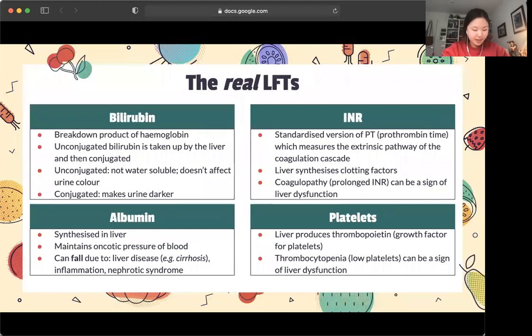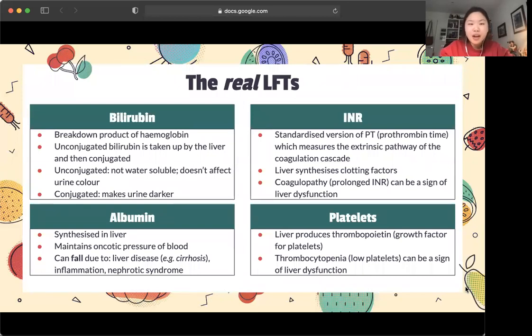And then we have the real LFTs. Not that there are fake LFTs, but these are the sort of real LFTs. So we've got bilirubin, which we've already talked about. Albumin is synthesized in the liver and maintains the oncotic pressure of blood. So this can fall if there is liver disease such as cirrhosis, any inflammation, as well as nephrotic syndrome.